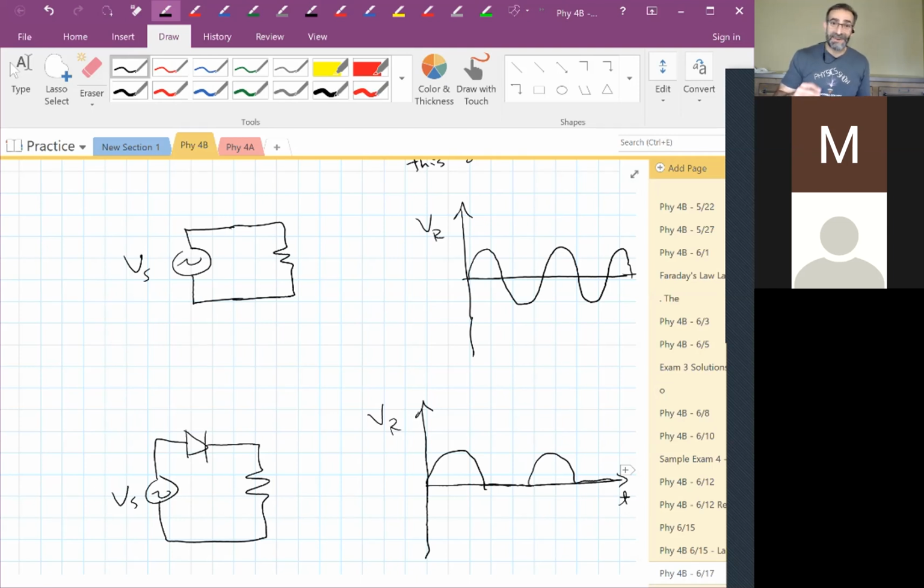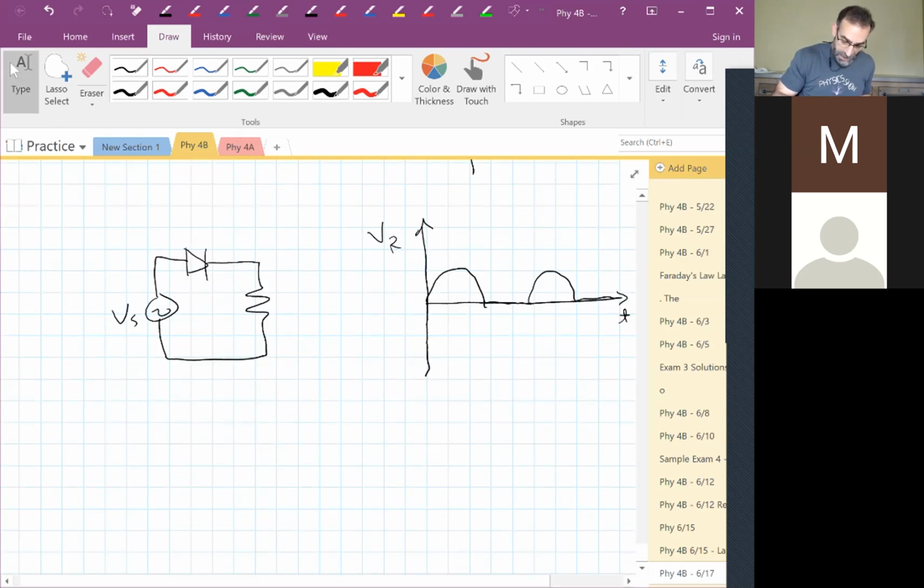We've now, at least, only got current flowing one way through our resistor, but this doesn't look anything like DC. DC is a nice constant voltage. This is changing, but at least it's only flowing one way. We're halfway there. What can we do? We can add a capacitor.